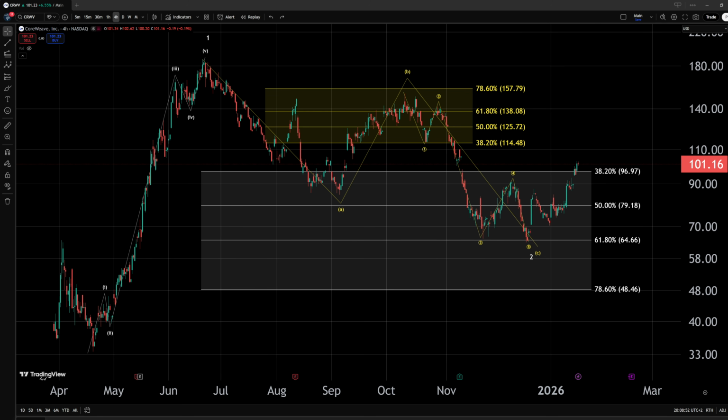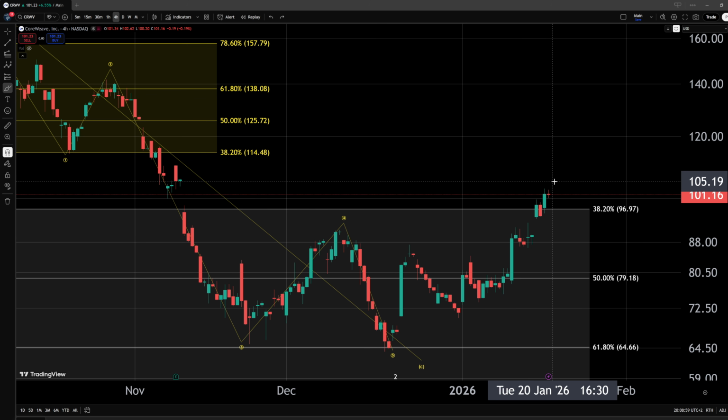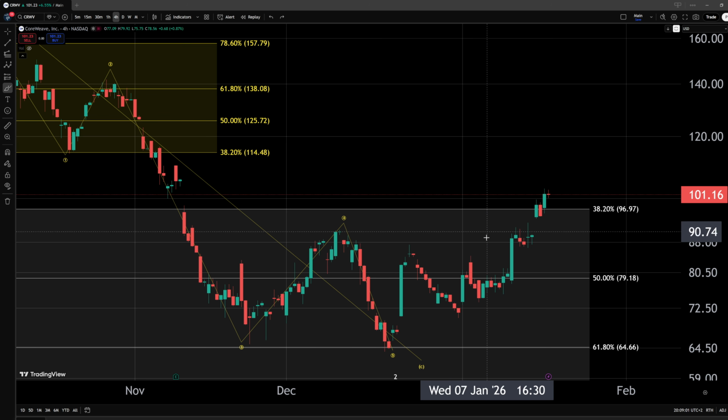In this video we are looking at CoreWeave. It is time for another update, and today we'll be discussing the extension we have managed to form since the previous video within this area, as well as the next levels of support to watch for continuation higher.